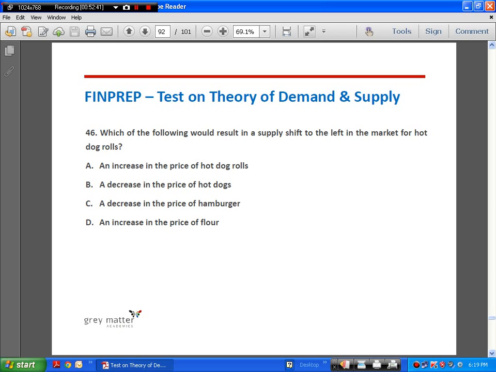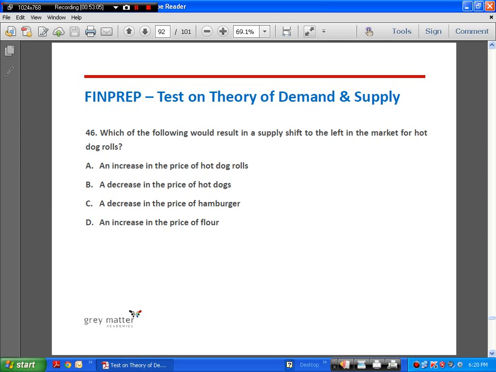Any changes in price would not bring out changes in shifts in supply. It would only bring changes in quantity supplied. But here we are considering a situation of a shift in supply curve, that too towards the left. So if you observe option D, it says the price of flour increases.